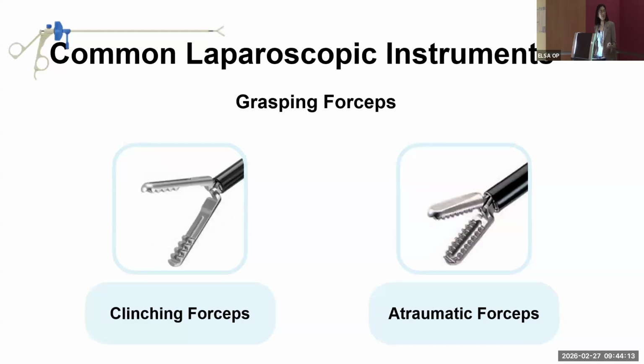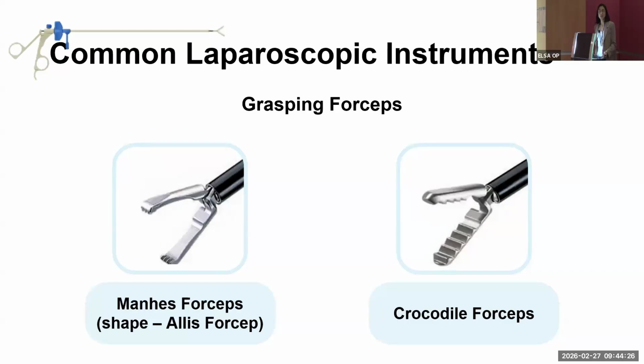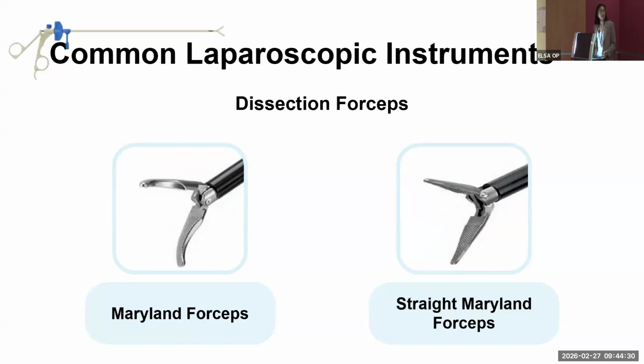And we have the ones that grasp, or the toothed ones. So this is what we use to extract specimens, or sometimes we use this for the fourth port in cholecystectomy as well, so we don't move so much. Same here. And these are the dissection forceps.